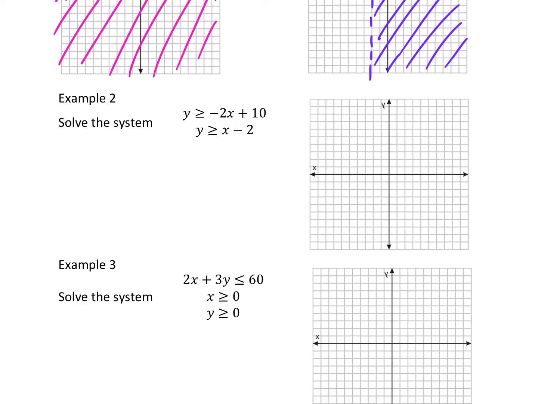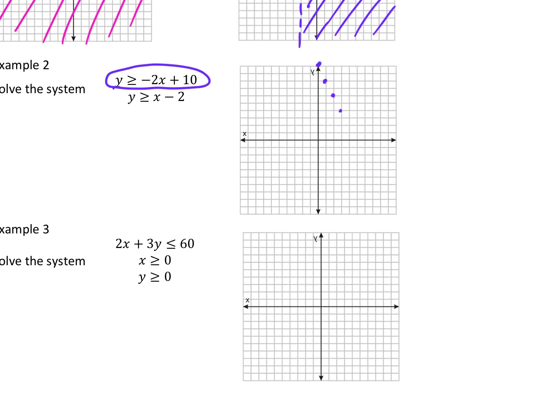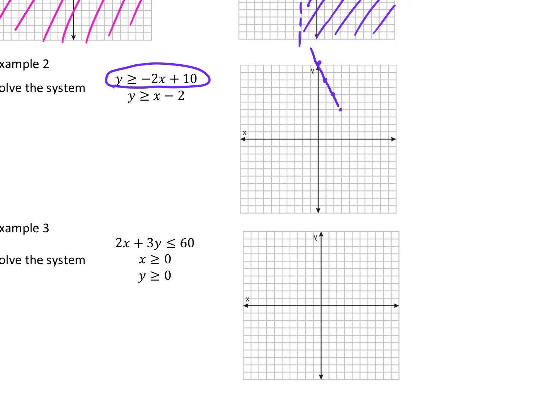So if I look at something like 2, first off, how do I graph something like this? Like a normal line. Where do I start it? Up 10, and I do a slope of what? Negative 2 over 1. Okay, so I go down 2 over 1, down 2 over 1, and so on. Do I connect those with a dotted or a solid line? Solid. Okay, so I have my solid line on this one. And then which way on this one do I shade?